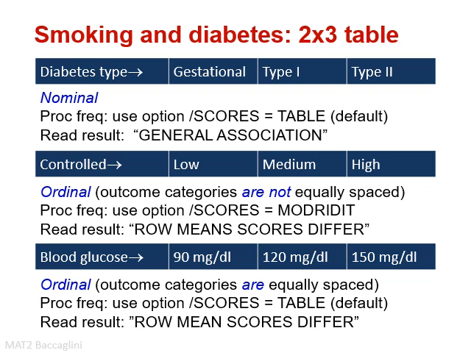For the third table, outcome categories are equally spaced, and so we can use the default scores equal table, and we will look again at the raw mean scores differ. So again, for a multinomial outcome, think about whether it's nominal, ordinal but not equally spaced, or ordinal and equally spaced. And you will analyze it differently.